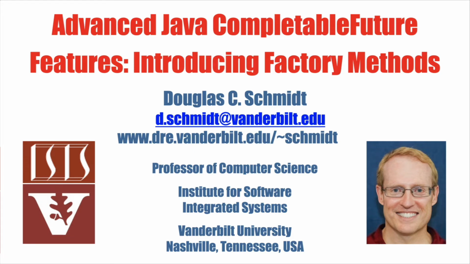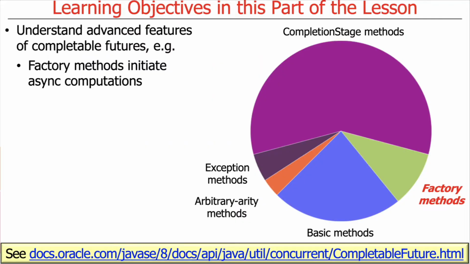So now that we've got the basics of Java completable futures out of the way, it's time to start turning our attention to the really cool stuff. And we'll begin with the most obvious place to start, which are the factory methods. The reason that's the obvious place to start is because those are the things that actually initiate the asynchronous computations in the first place. So until you use a factory method of some kind, it's hard to get much useful out of the more advanced features of Java completable futures.